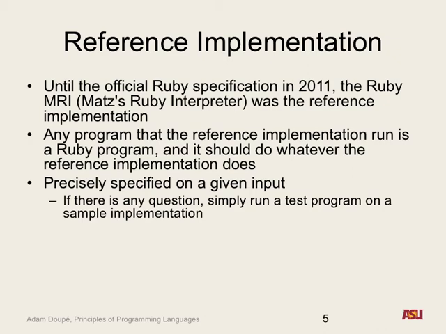Because there's no written specification for the interpreter, it's hard to know if whoever wrote the interpreter made an error or if that's really what it's supposed to be. So what if they do? What if they make an error? What if there's a bug in the implementation?